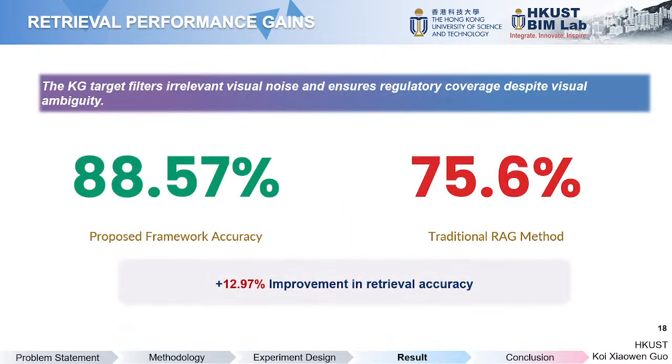And here is a comparison of our knowledge graph retrieval and the traditional fixed chunk retrieval accuracy. The traditional fixed chunk RAG will cause some confusion regarding the provided knowledge. So our method has a 12% improvement in the retrieval accuracy.